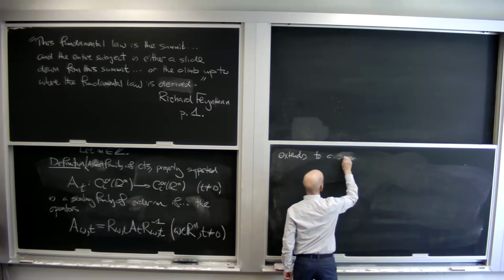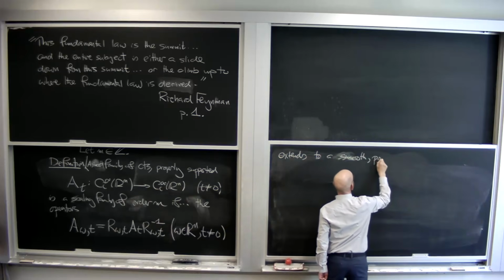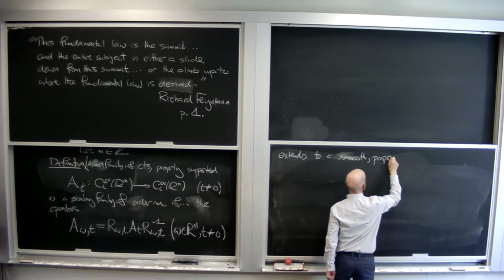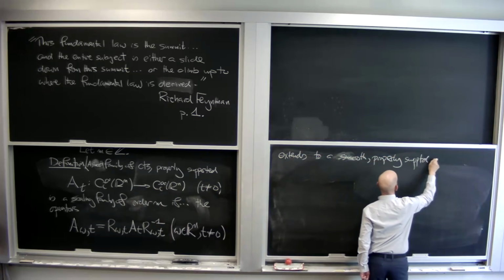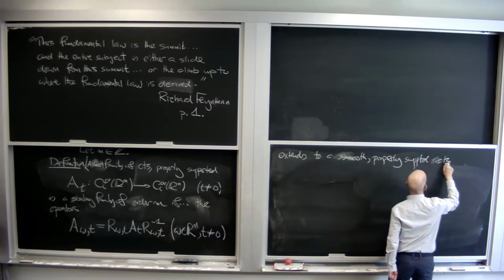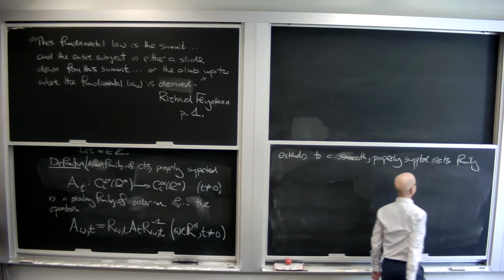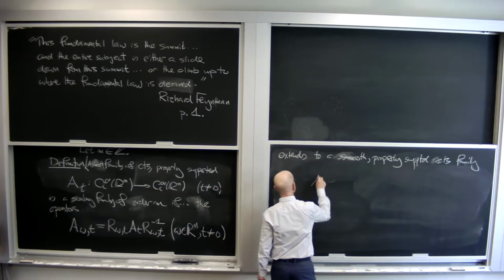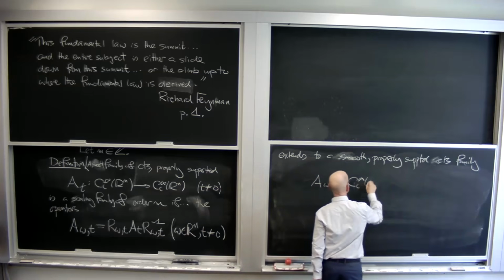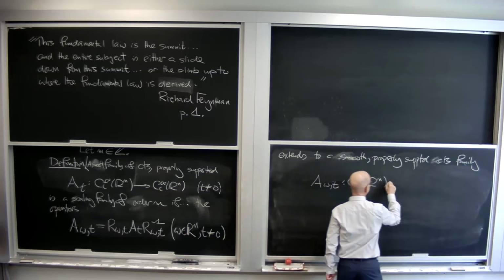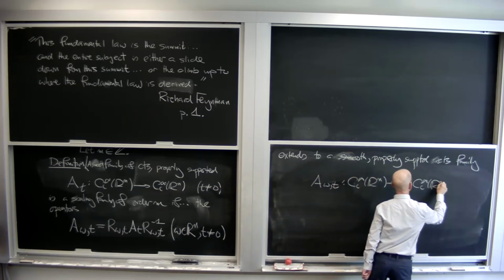To a smooth, properly supported family, smooth family of properly supported continuous operators, A omega t, just like before. So all of these fellows glue together into one single operator like we were talking about before.